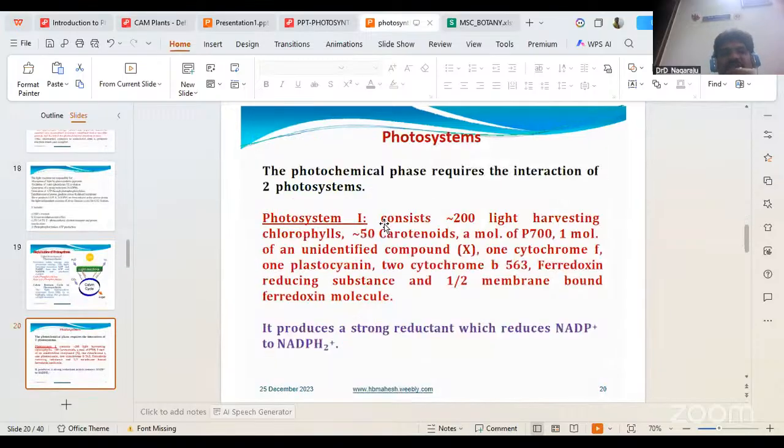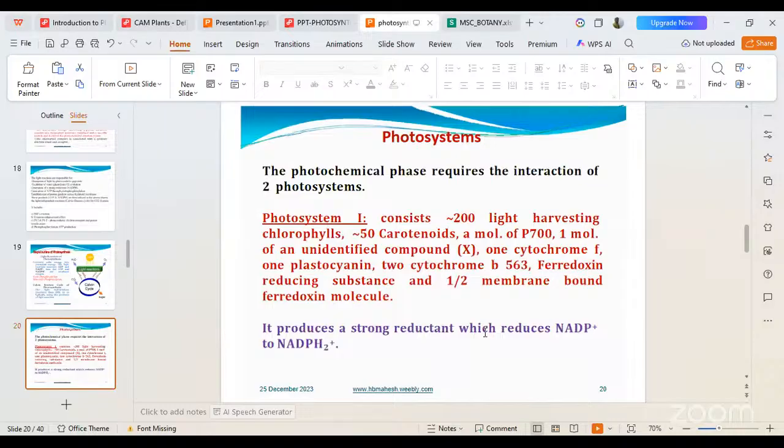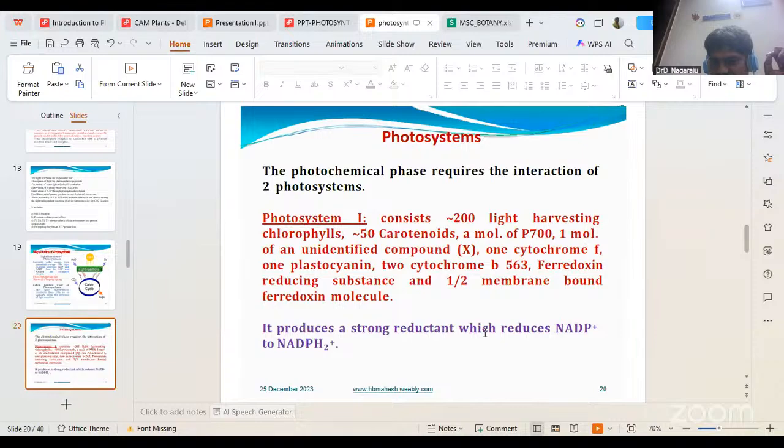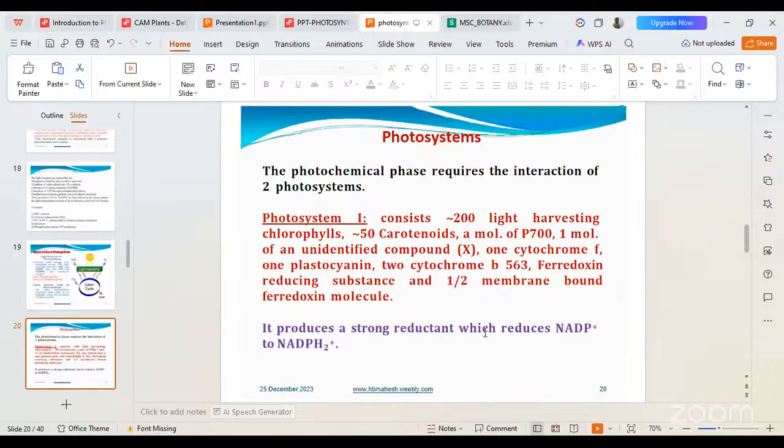Photosystem 1 and photosystem 2. You see the photosystem 1, it has how many? 200 chlorophyll and 50 carotenoids. And which one? P700. P700 is usually there in photosystem 1. That means it absorbs light at 700 nanometers. That is P700, present in PS1.